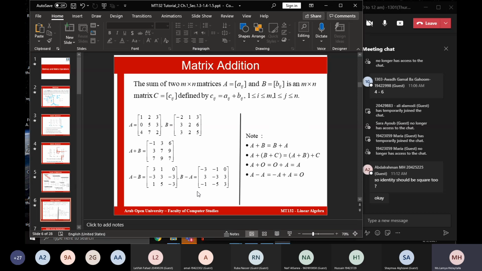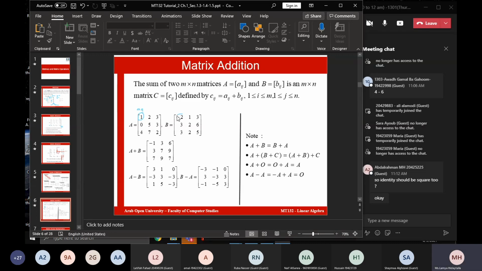Now, if we have matrices, how can we add them and how can we subtract them? To add or subtract them, the first thing is that they must have the same dimension. 3 by 3 and 3 by 3, and then we add. How do we add?